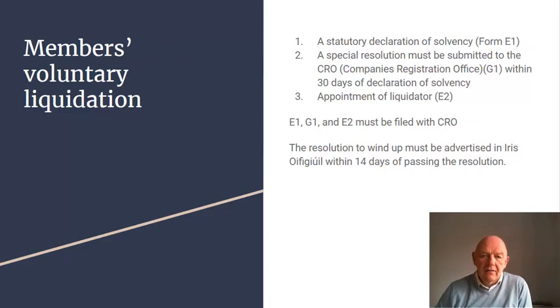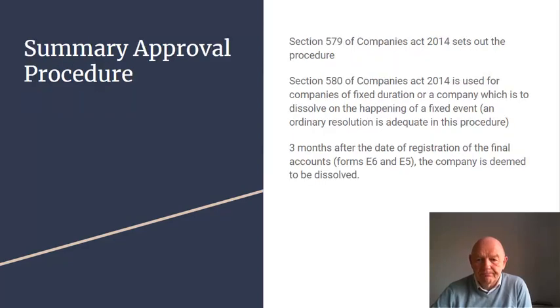So they need to swear firstly a statutory declaration of solvency, a Form E1. They need also to pass a special resolution and submit it to the company's registration office within 30 days of the declaration of solvency. And they also need, obviously, to appoint a liquidator. So those forms E1, G1 and E2 must be filed with the CRO, and the resolution to wind up the company must be advertised in Iris Oifigiúil within 14 days of the company passing the resolution.